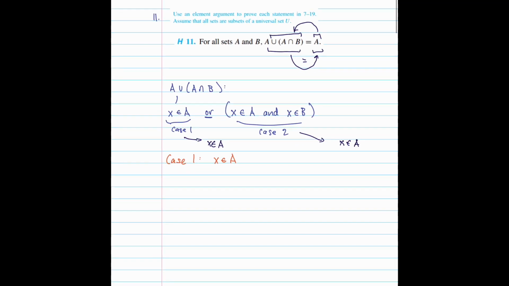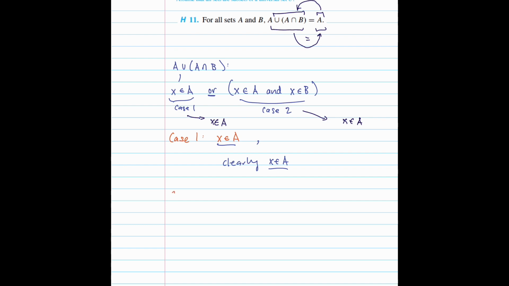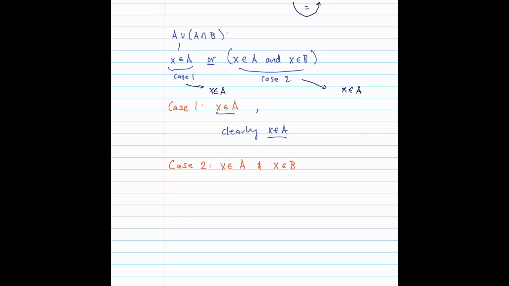So the first one's pretty easy since we already have X as an element of A. Clearly, X is an element of A. So you can't really do much there. It's literally what we want to prove. So next one is X is an element of A and X is an element of B. Right. So X is an element of A and B just means X is an element of A. We can just write it like that.